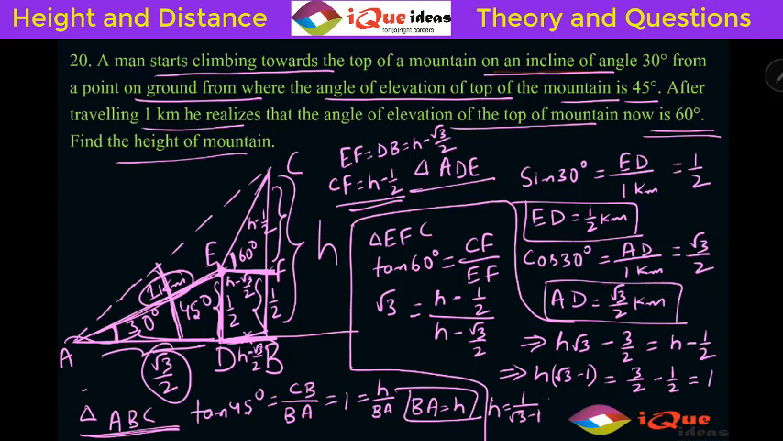Okay, you can simplify by multiplication of root 3 plus 1 and division of root 3 plus 1, which will give us finally root 3 plus 1 by 2. If you simplify, you will get root 3 plus 1 by 2. So the height required is root 3 plus 1 by 2 kilometers.